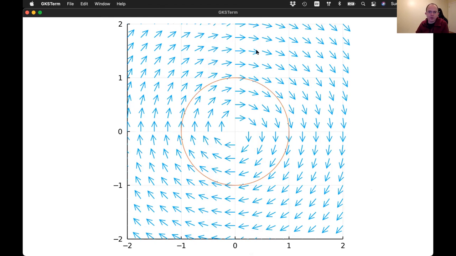Okay, so there it is. There's the direction field and the solution. And we could plot other solutions as well, and they're all going to be circles. If we started here at (2, 0), then we would get a circle of radius 2, centered at the origin. Okay, so let's go back to the notes.